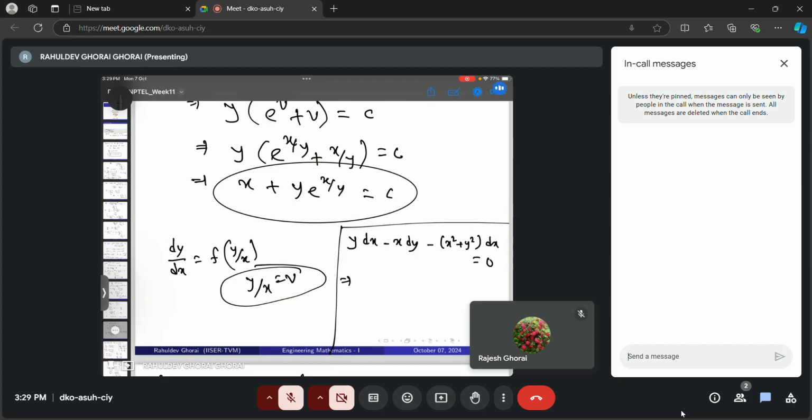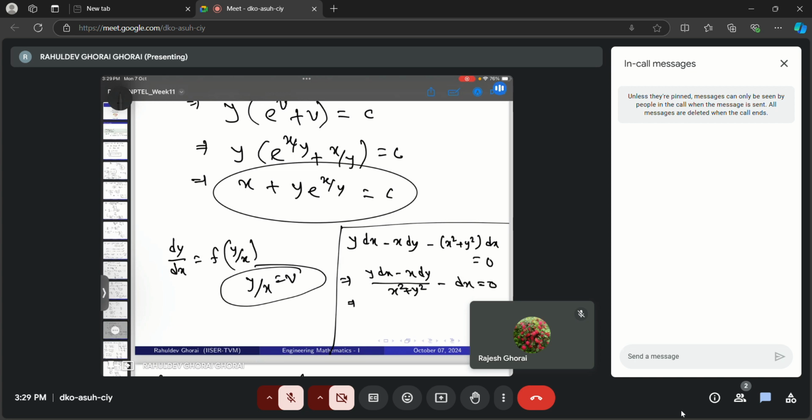If you see, sometimes we do a divide and multiply. So here if we divide by x square plus y square, then x and y both have to be non-zero. So we have to assume first that x and y are non-zero. Then what you can do is: y dx minus x dy over x square plus y square, minus dx, will be equal to 0.